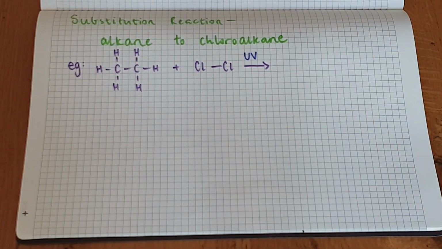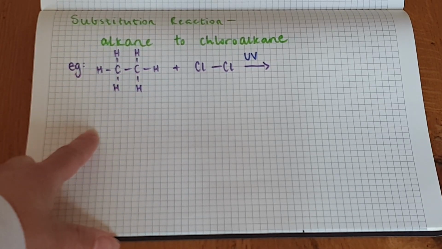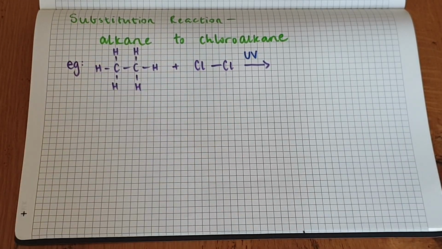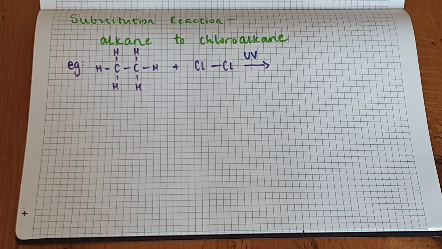Today I want to show you in detail what is happening in the substitution reaction when an alkane is reacted to form a chloroalkane. This particular example is a common one. We're starting off with ethane, reacted with some Cl2 gas, and we're told that it requires a catalyst such as UV light that will enable this substitution reaction to occur. There's a little bit more detail to what's going on here, so I just want to explain that to you.